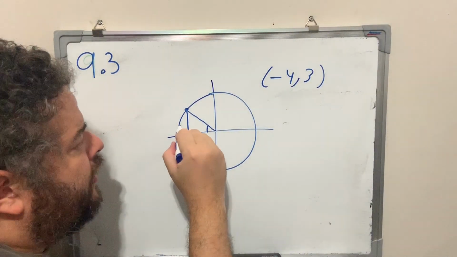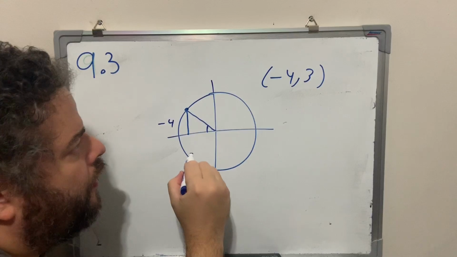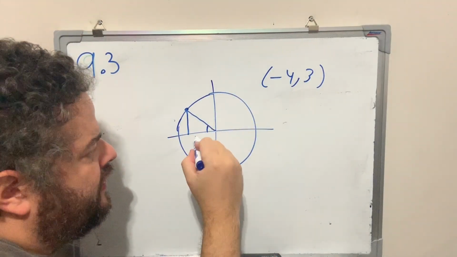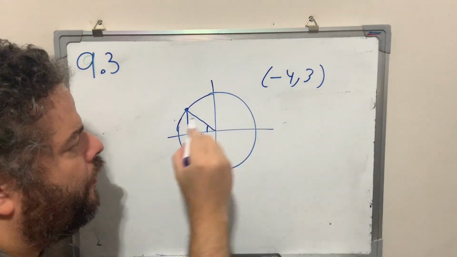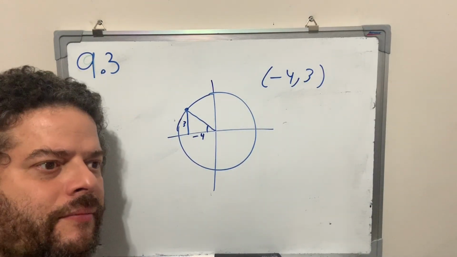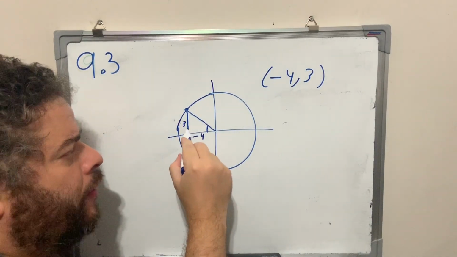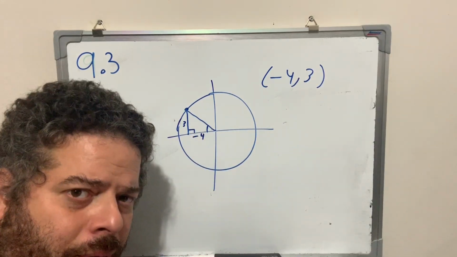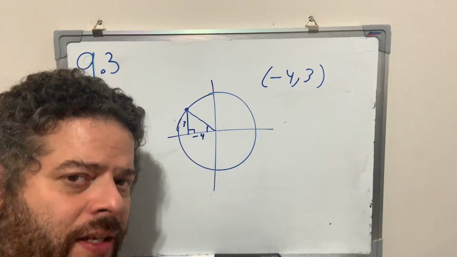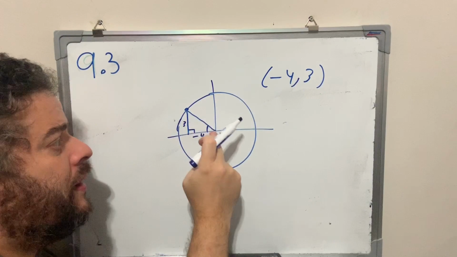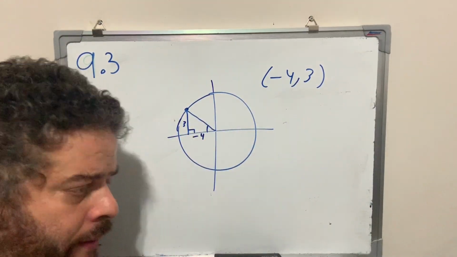Now I know that this side is -4. Oh, sorry, mistake. X is the adjacent. I know this side is -4, and I know this side is 3. How do I find the radius of that circle? Easy. The triangle formed here will always be a right angle. So we use the Pythagorean theorem to find the radius of that circle, which would again be the exact same thing as the hypotenuse of the triangle I am forming.